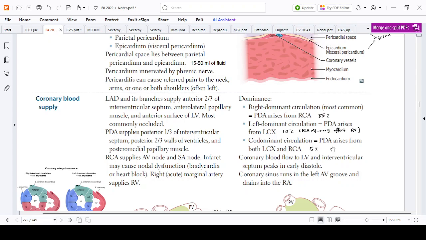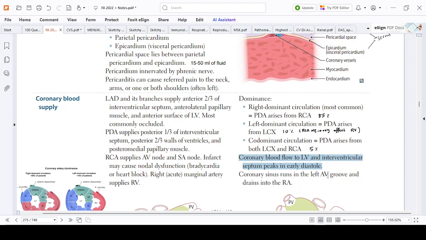Now, coronary blood flow to the left ventricle and the interventricular septum peaks in early diastole. Very important point. Most of the left ventricle receives its blood supply during diastole, and the reason behind this is that the pressure in the left ventricle in diastole is only 10 millimeters of mercury. That's why during diastole the blood flow to the left ventricle is more. During systole, the pressure within the ventricle is high, so it will compress the vasculature within the myocardium, and that will lead to decreased blood flow.